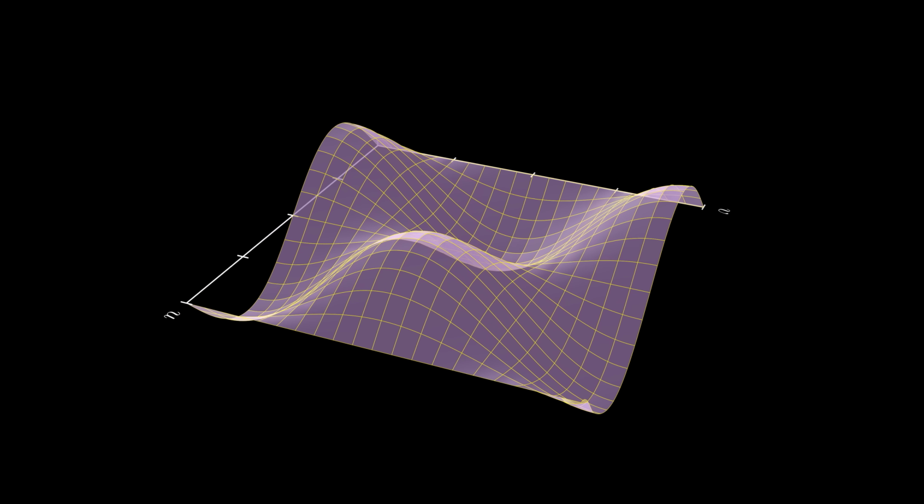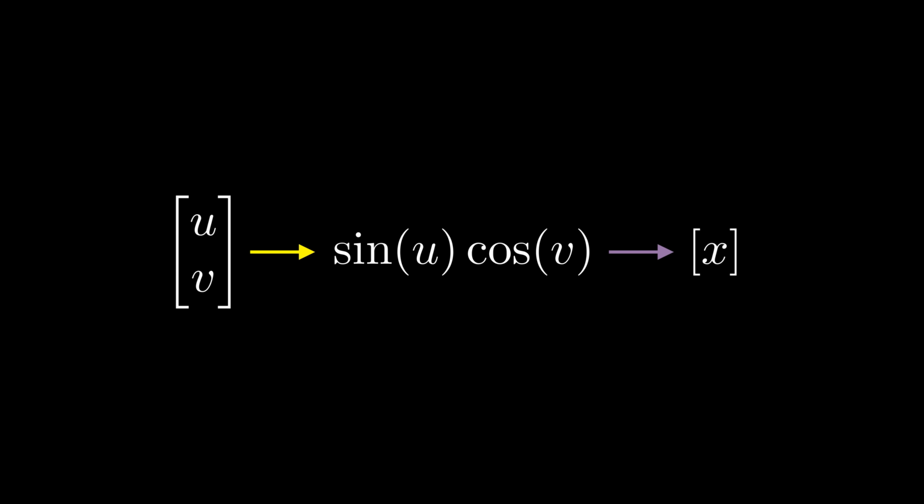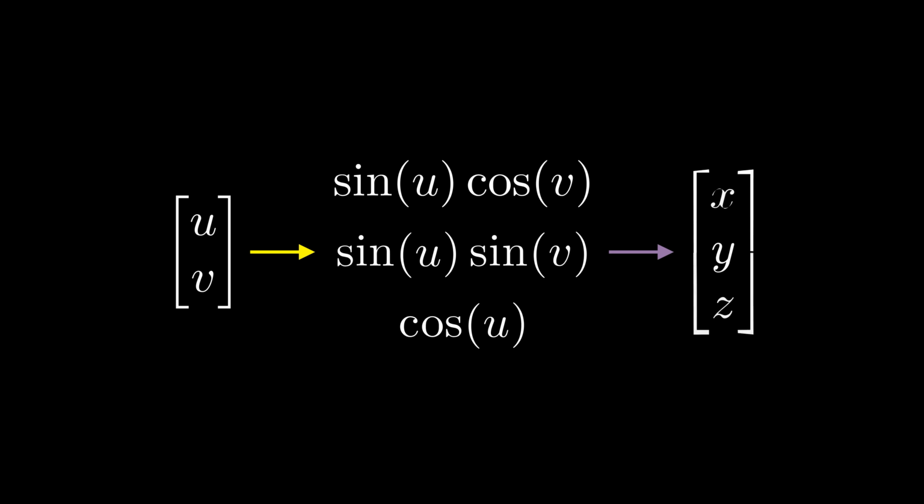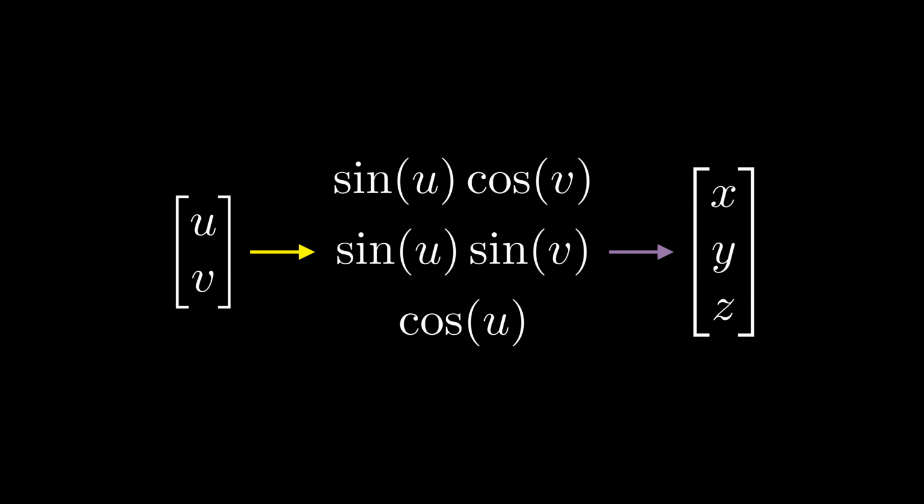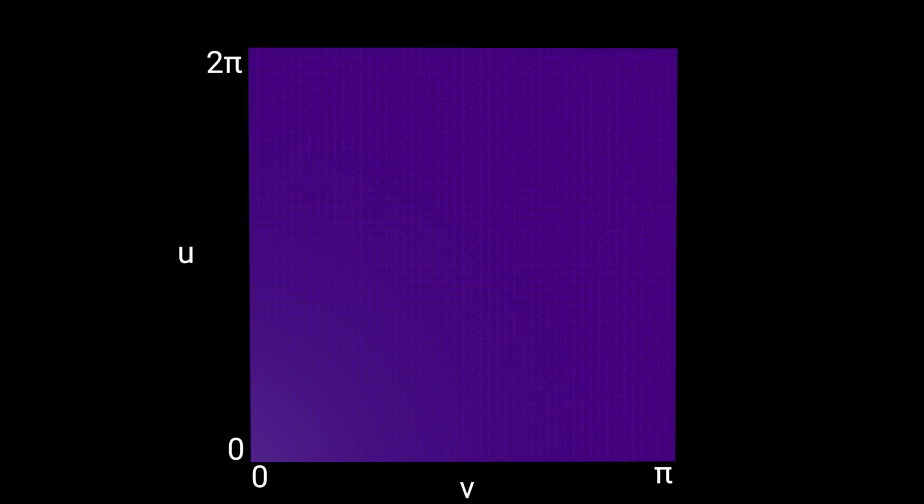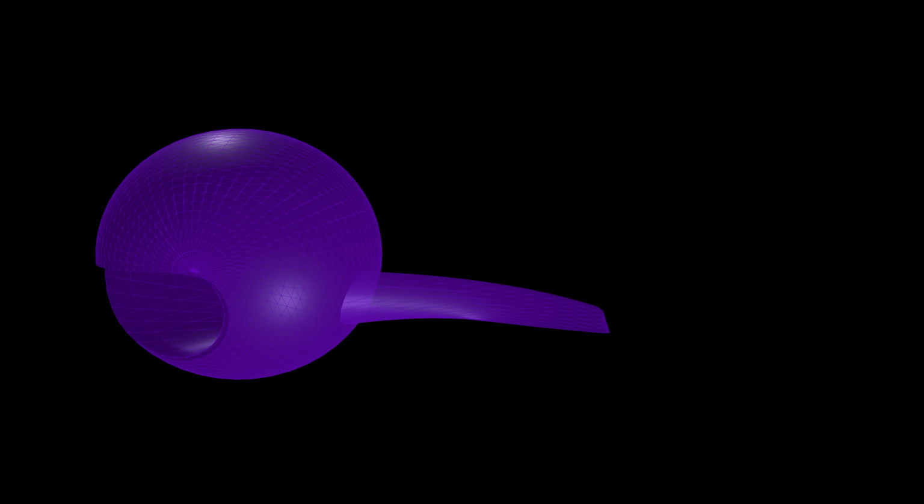Nice. Alright, now we can take our previous function with 3 outputs and combine it with this new system of 2 inputs to create a 2-in, 3-out function. That means 2 variables and 3 equations. We'll use the function that defines a sphere. Each uv coordinate on the uv plane maps to an xyz coordinate in 3D space, and point by point we can construct a full 3-dimensional surface. This is a parametric surface.